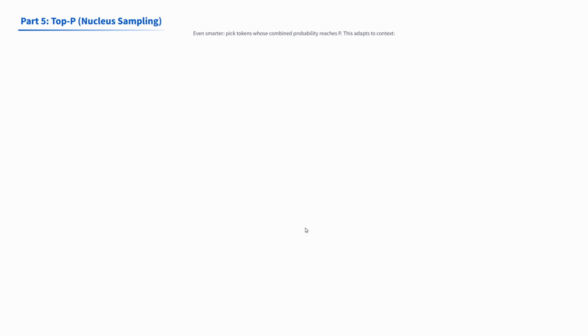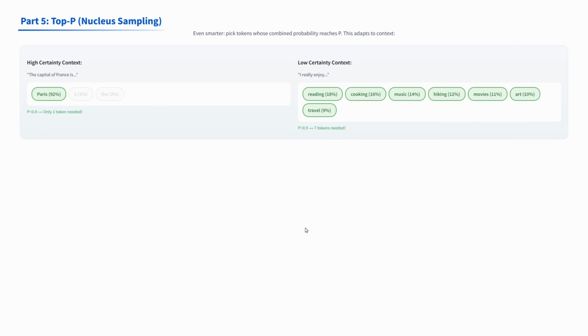Top P is even smarter. Instead of a fixed number of tokens, you pick enough tokens to cover P% of the probability mass. Look at the two examples. On the left, "the capital of France is": the model is very confident, Paris has 92% probability by itself. With P equal to 0.9, you only need one token. On the right, "I really enjoy": many things are plausible, right? Reading 18%, cooking 16%, music 14%, and so on. With P equal to 0.9, you need 7 tokens to reach that threshold.